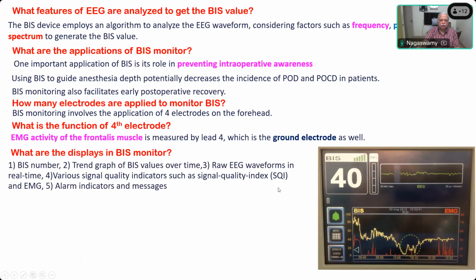Okay, so the first thing is the BIS number. Then you have the EEG tracing. Then you have the trend graph of both the EEG and the electromyograph, and the menu, alarm signals and all these things. What is the effect of hypothermia on EEG and BIS?